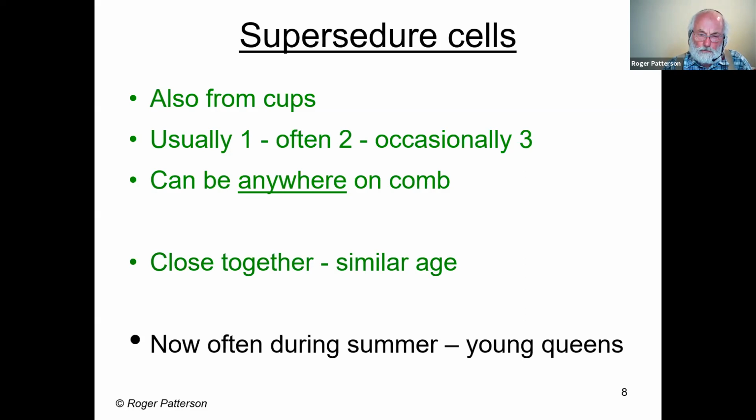These days, in the last 20 years or so, you often see them during the summer with young queens. And this is what throws people very, very often. They're not realizing that they're supersedure cells when they actually are. And especially if they're around the edge of the comb, people automatically think they're swarm cells.